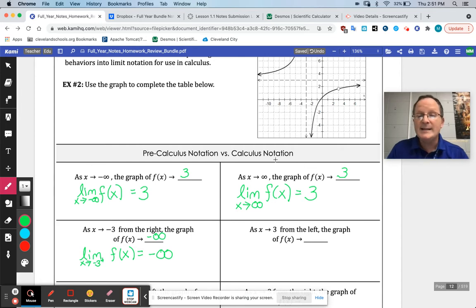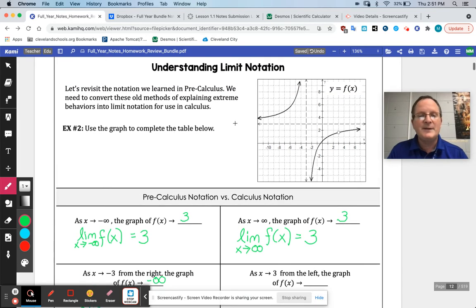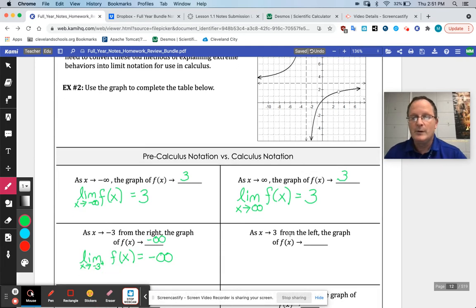All right, you know what's happening next? As we approach negative 3 from the left, that's over here. So we're traveling this direction on the curve, coming from the left, and I'm heading towards x equals negative 3. Where are we going? Through the roof. Through the roof, positive infinity.